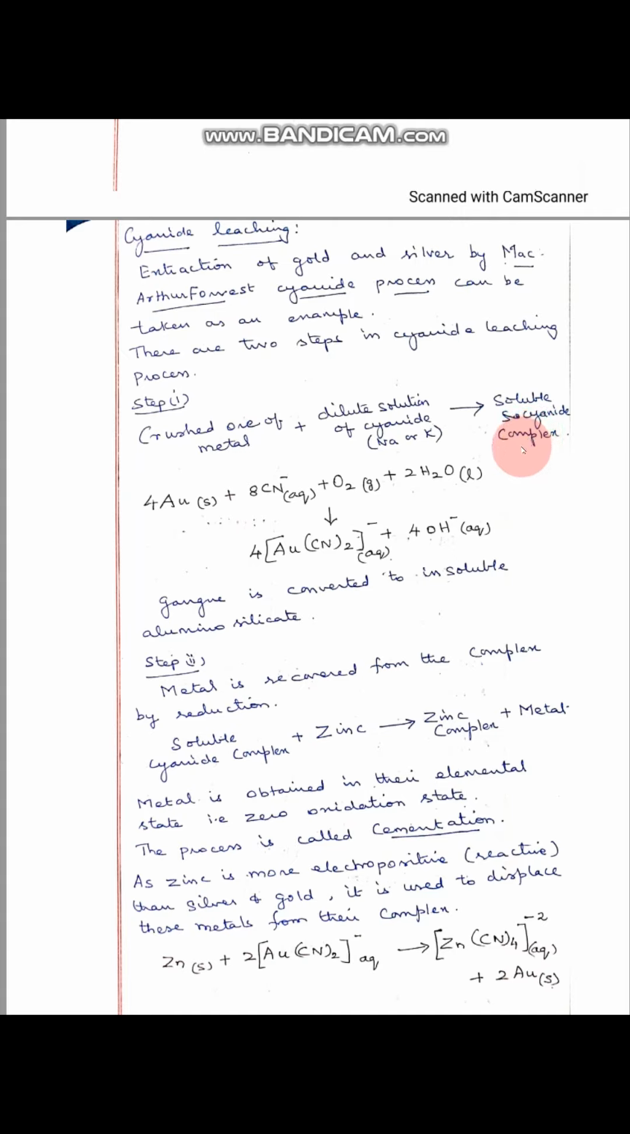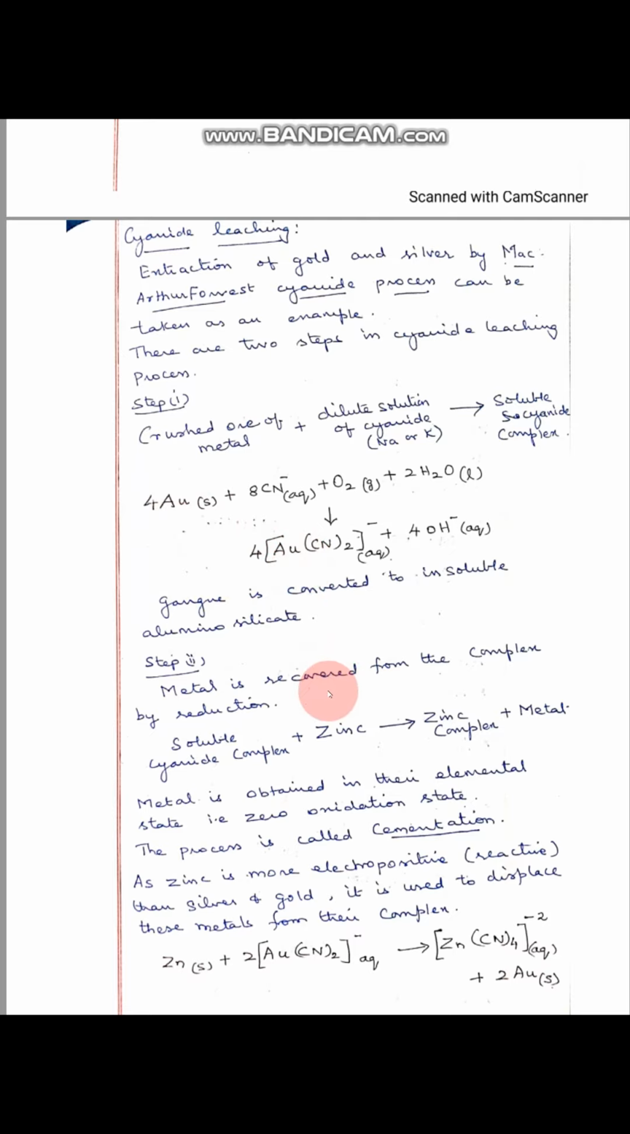Then what happens to the gangue? The gangue will be converted into an insoluble part, and in this case it will remain as an insoluble aluminosilicate. Now you can see the equation. I've given the equation here for gold, and by replacing Au with Ag, you can write it for silver. The equation can also be written for a general metal by using the symbol M. Now your soluble cyanide complex is ready.